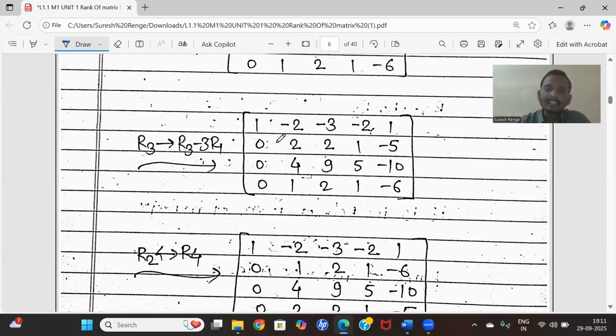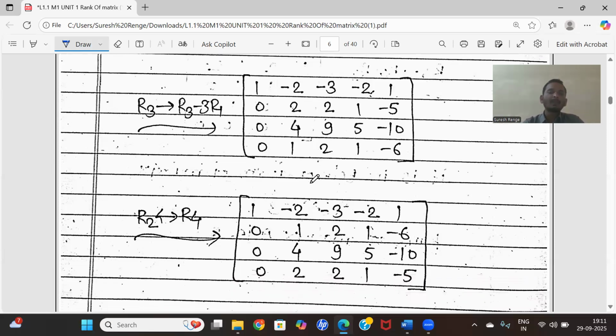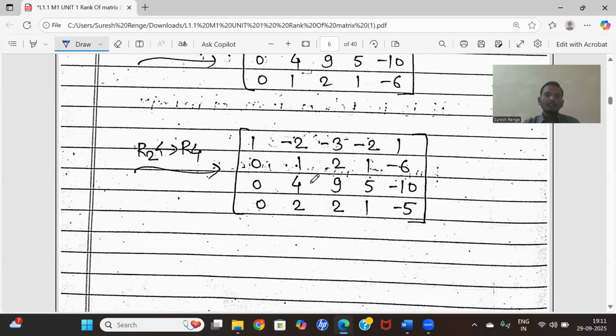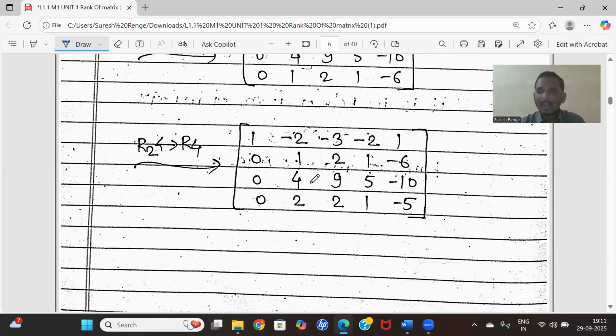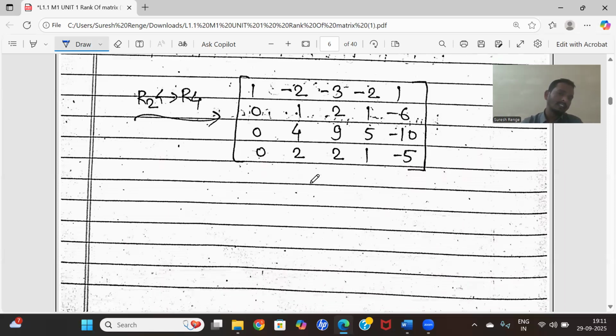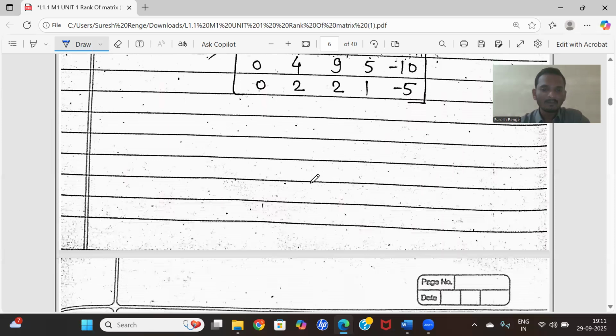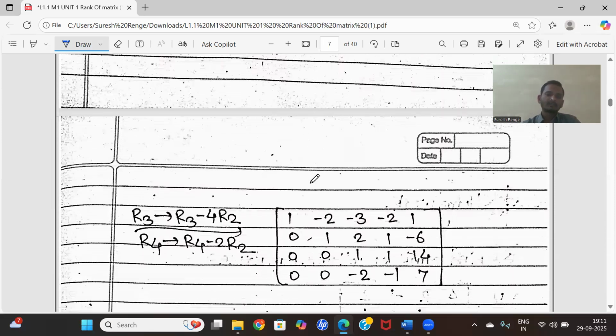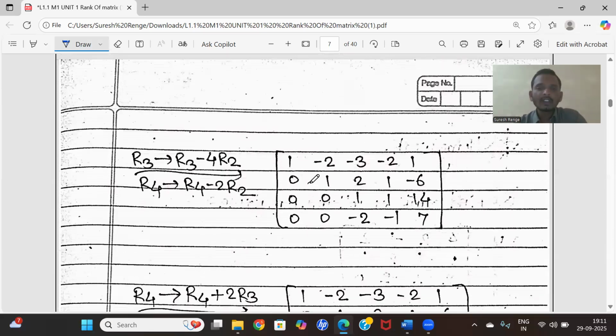Therefore, we interchange row R2 with R4. In this matrix, we interchange rows R2 and R4, and we get this type of matrix. Now, next, what is the procedure we want to apply?